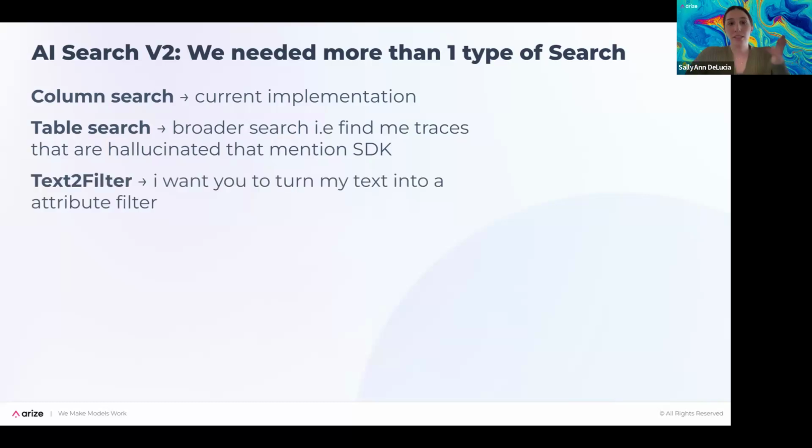The third was text to filter. I want you to turn my text into an attribute filter. I don't want to think about having to write my own structured filters, just do it for me. This was definitely one of the more popular ones that we got. I think everybody, when they first saw AI search, assumed this is what it did. They didn't think it actually did any semantic searches. They just assumed it would translate filters. So we definitely knew in the next iteration we needed that.